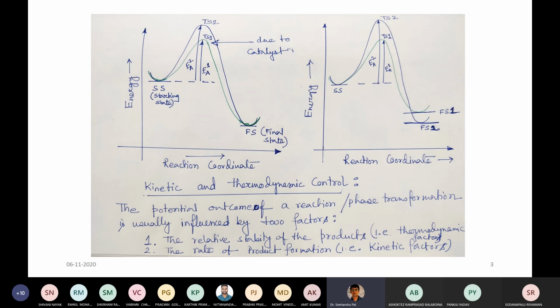So if you purchase a diamond, it will become graphite. It should, but it is not likely. This will never happen within your lifetime. It is always safe on your finger. Why is it so? Because the transformation from diamond to graphite, although thermodynamically favorable, is kinetically not favorable, because of the very high activation energy barrier.